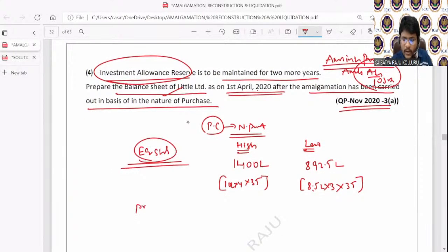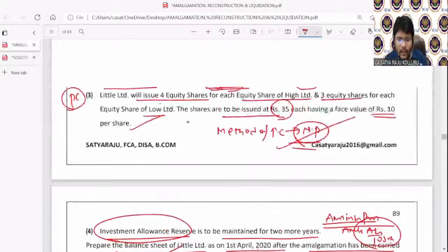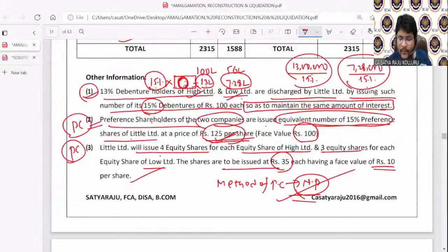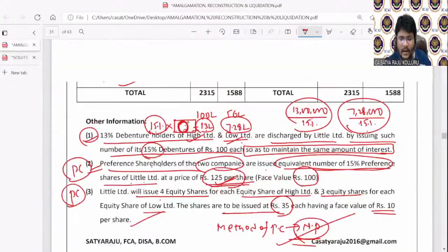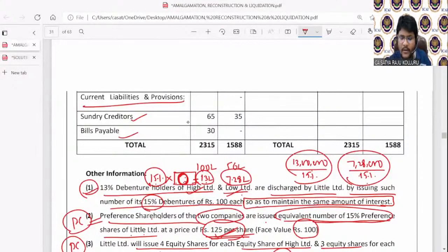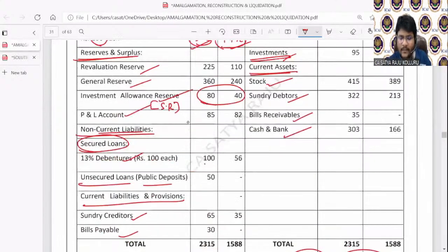In the same way, you can calculate the amount payable to preference shareholders. If you observe in point number 2, preference shareholders of the two companies are issued an equivalent number of 15% preference shares of Little Limited at a price of 125 per share. That means number of preference shares into 125. Here, 3.2 lakh, right?